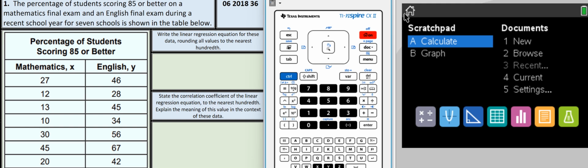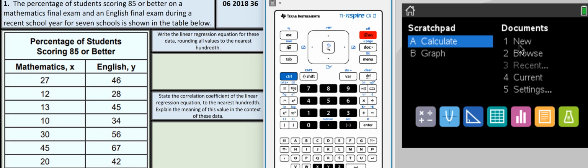Regressions, problem number 1. The percentage of students scoring 85 or better on a mathematics final exam and an English final exam during a recent school year for 7 schools is shown in the table below. So we have 7 schools, percentage of students scoring 85 or better, and each row is a school, right? With their percentage that scored 85 or better, as it says.